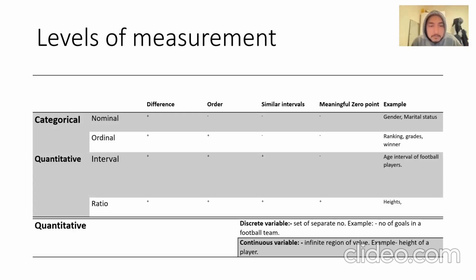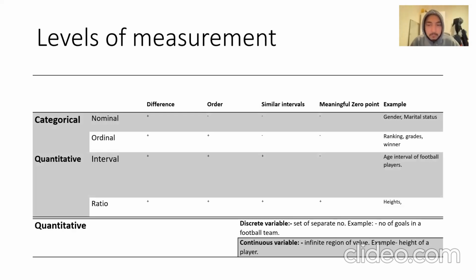Can you please explain nominal? So nominal is a difference between two groups, for example gender. Gender can be either male or female, right? So there's a difference between male and female. So that's nominal. And ordinal is the ranking, for example grading. So that's the difference between nominal and ordinal. And the difference between interval and ratio is that in interval your zero is not meaningful, and in ratio zero is meaningful.